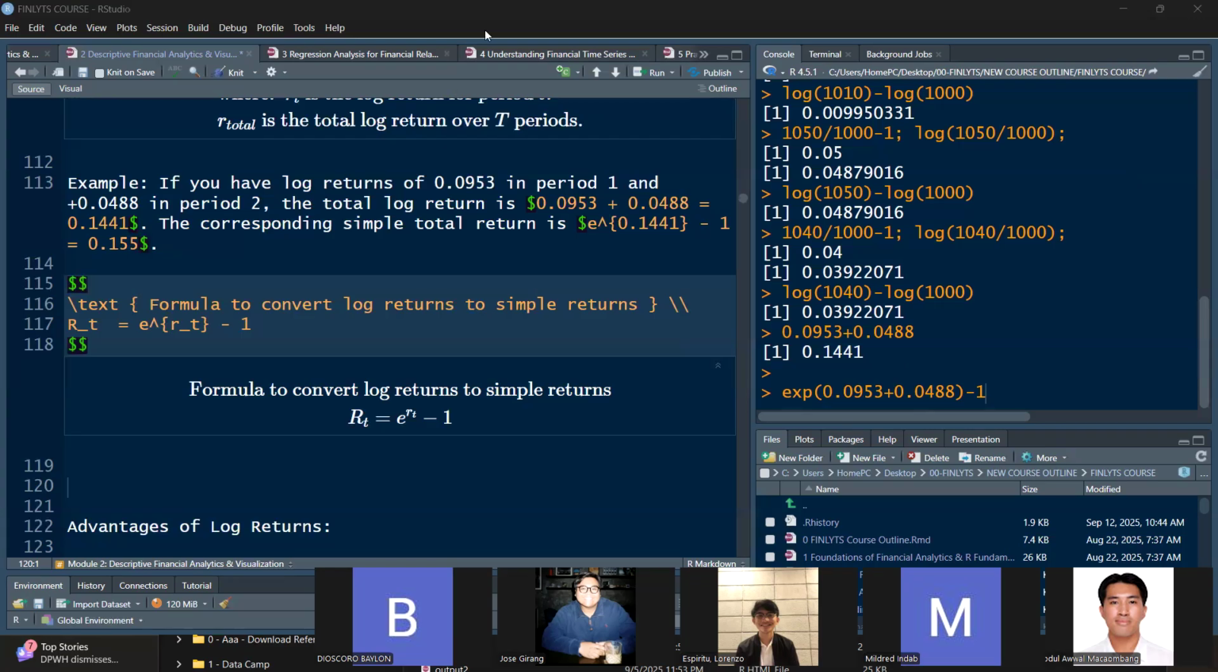Great. Okay, very good, class, very good. And as expected, it will be greater, class. It will be higher than the log returns.